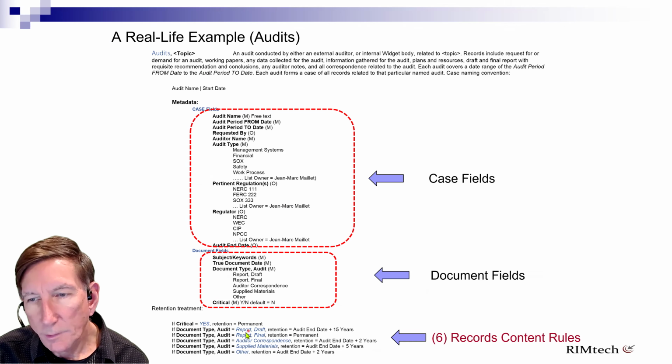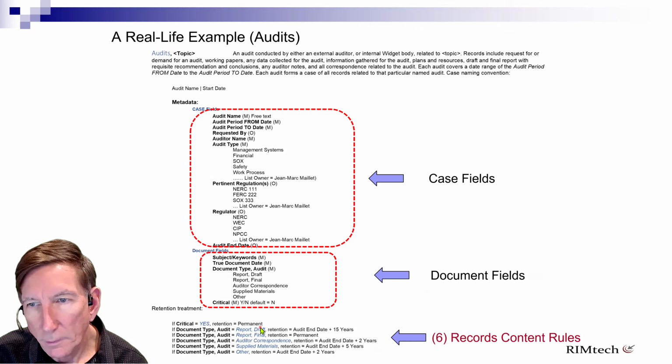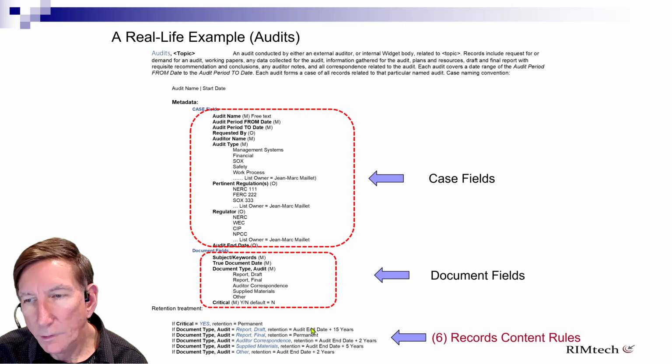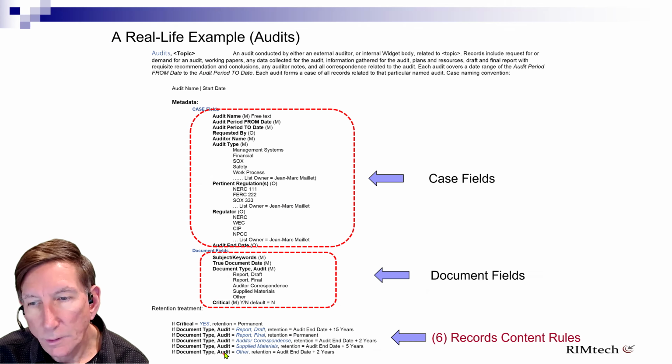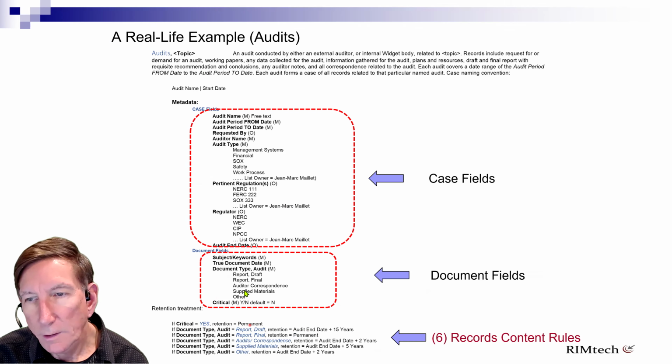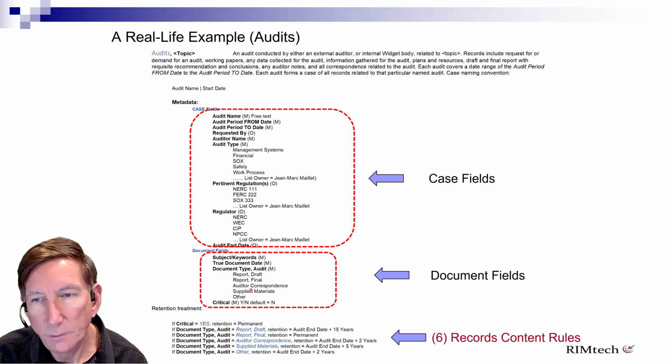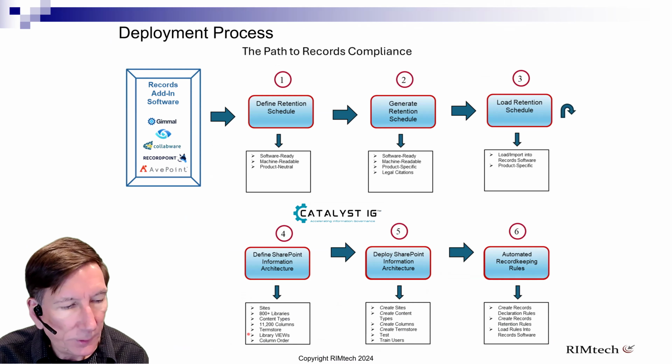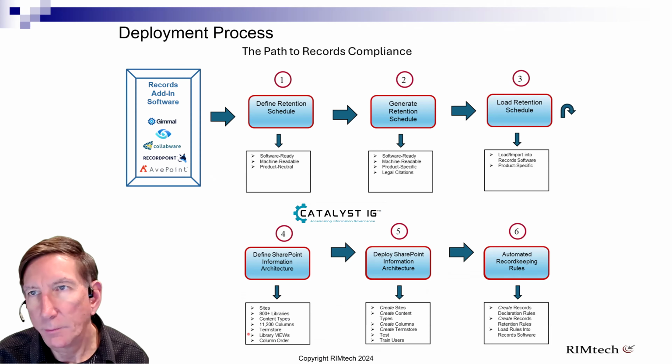If the document type says report draft, like here are the list of document types right here. If it's a draft report, then the retention is audit end date plus 15 years. But if it's a final report, it's permanent, right? So out of these 6 rules, in blue, this is the metadata that the rules call upon or reference. So therefore, these fields are what I call non-negotiable mandatory compliance fields, okay? And that's what I mean when I say that the system is locked together like Lego blocks.